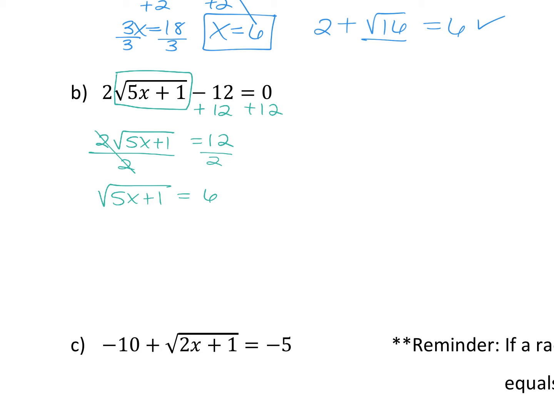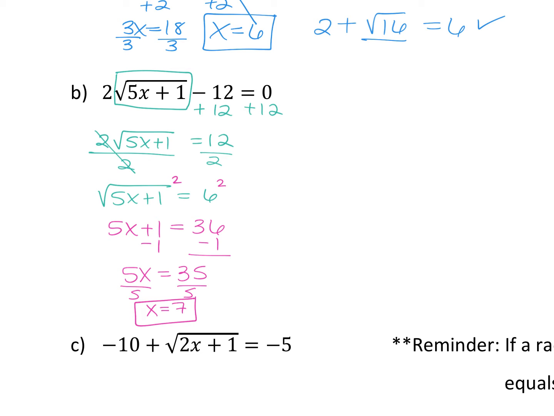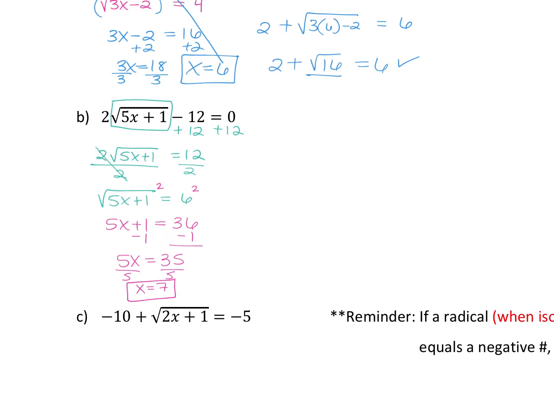And now you can square both sides because now the radical is isolated. So square and square, you get 5x plus 1 equals 36. And then the algebra, take away the 1. So 5x equals 35. And then divide by 5. So x is 7. Okay, so really it's just those first 2 steps that are new, and then it's basic algebra from there. So keep that in mind.